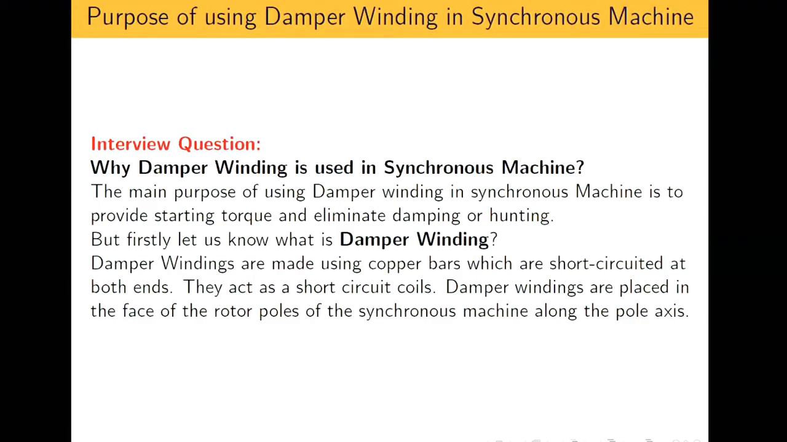Damper windings are made using copper bars which are short circuited at both ends, and they are short circuit coils, and they are placed in the rotor poles of the synchronous machine along the pole axis.